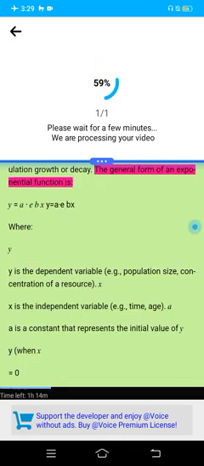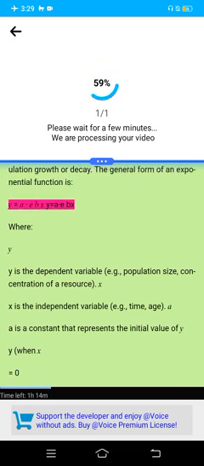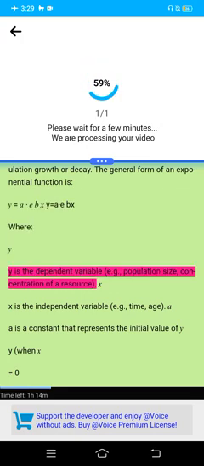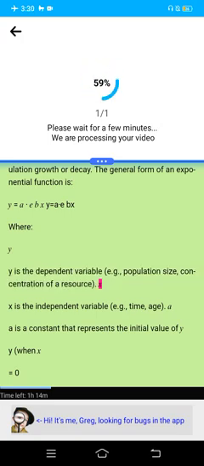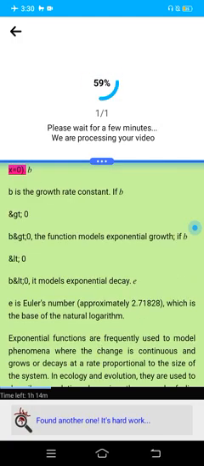The general form of an exponential function is y = a·e^(bx), where y is the dependent variable, e.g., population size, concentration of a resource. x is the independent variable, e.g., time, age. a is a constant that represents the initial value of y when x = 0. b is the growth rate constant.